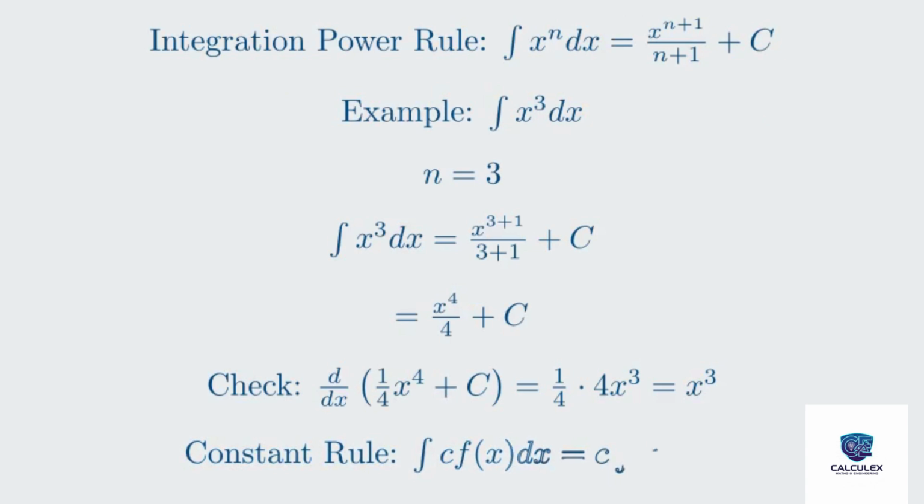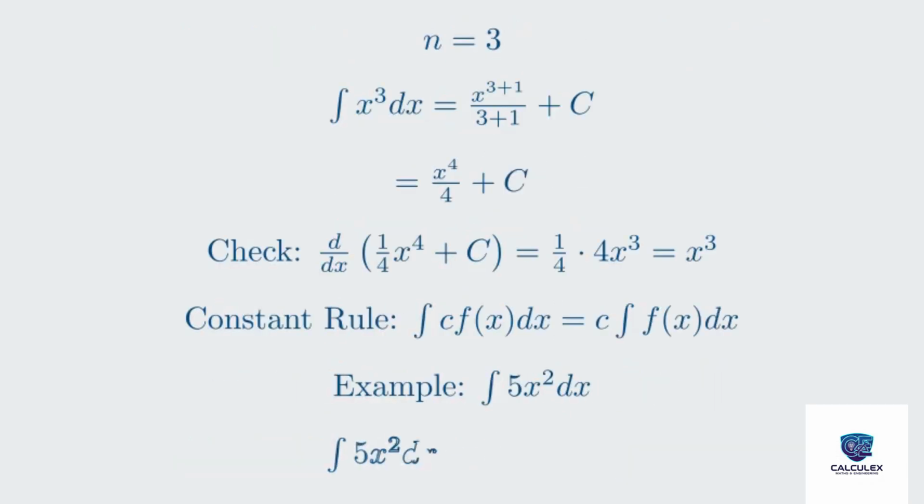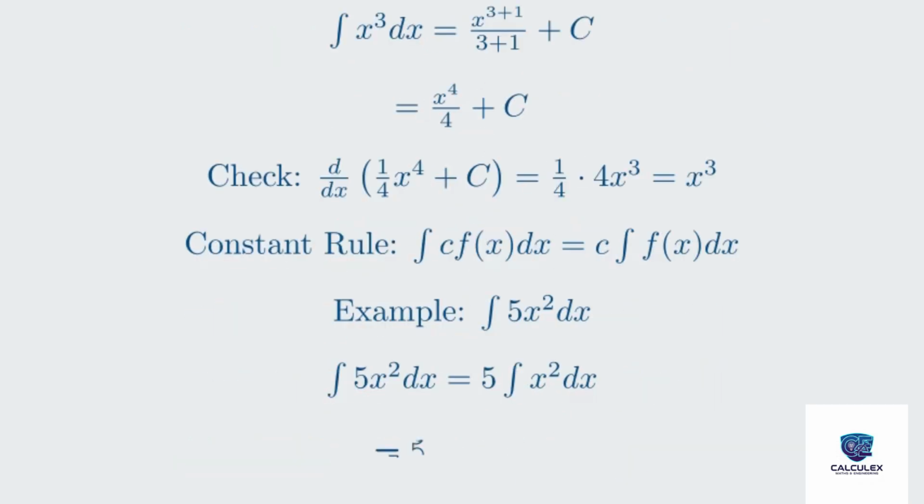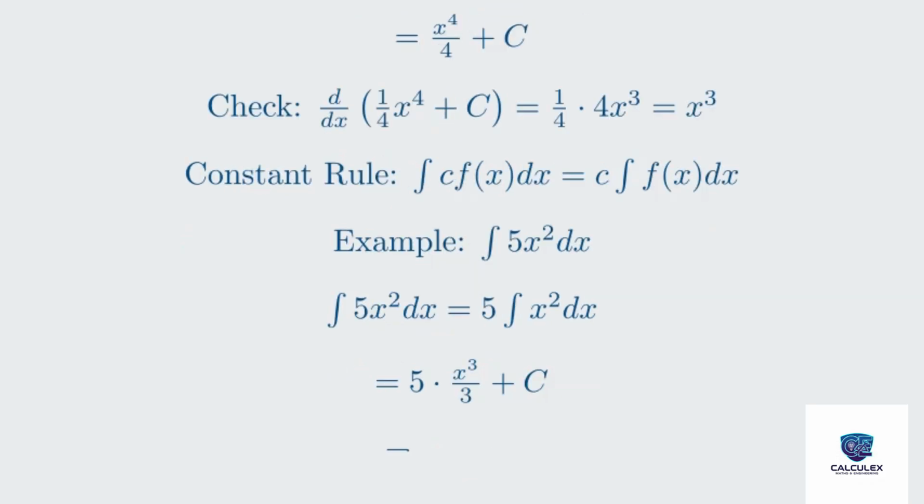You integrate the function and then multiply by the constant at the very end. For example, let's integrate 5 times x squared. We can pull the 5 out. Then we integrate x squared using the power rule. The integral of x squared is x cubed over 3. Finally, we multiply our result by the 5 we pulled out to get 5/3 x cubed plus c. Notice the constant of integration, c, is added only at the very final step, after we've performed all the integration.